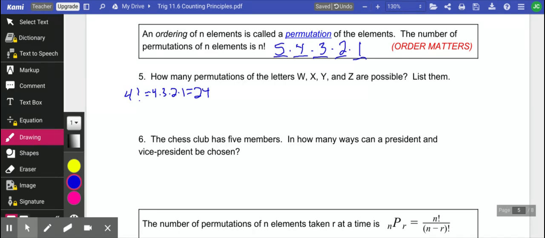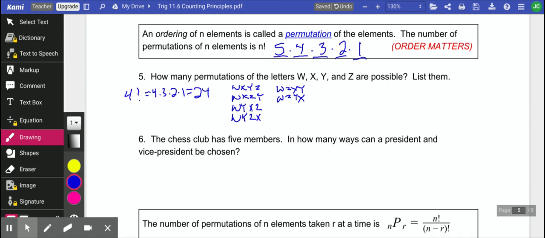It's fine. So the first way we can do this is W, X, Y, Z, and then W, X, Z, Y. Then we'll do W, Y, X, Z, and W, Y, Z, X, and then W, Z, X, Y, and W, Z, Y, X. So those are all the possibilities with W first.